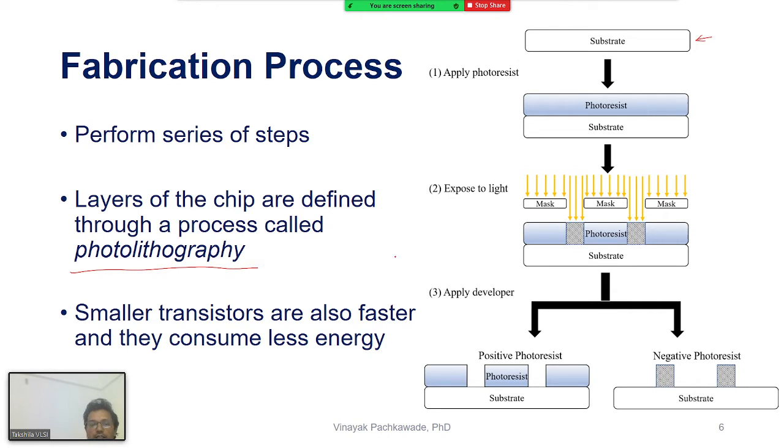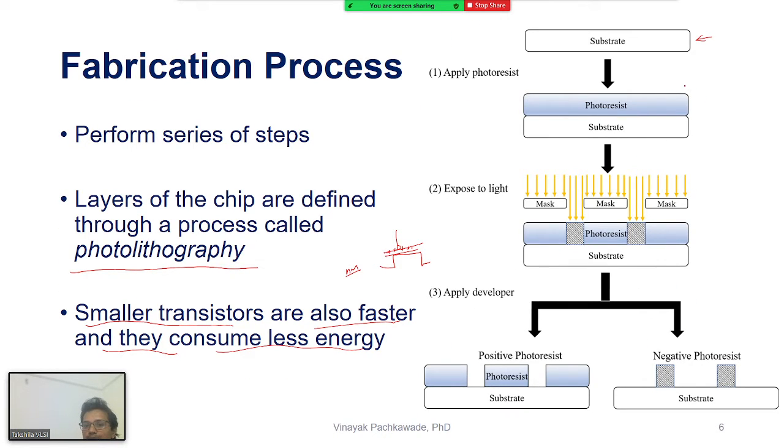Okay, so smaller transistors are going to be fabricated because they are faster and they consume less energy, because we know that the feature size of the transistor now is in nanometers. So they are very small, ultra small. That's why they are faster. I have told you why they are faster, and obviously they consume very little power because fewer charges are required on top of the gate to turn them on and off. Okay, so what we do here is we perform a series of steps.